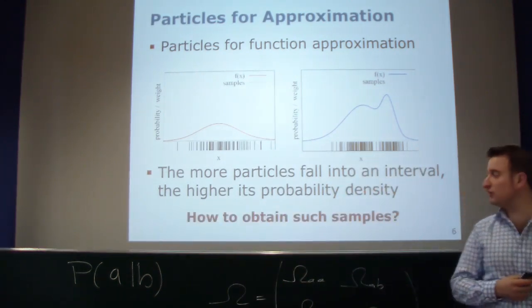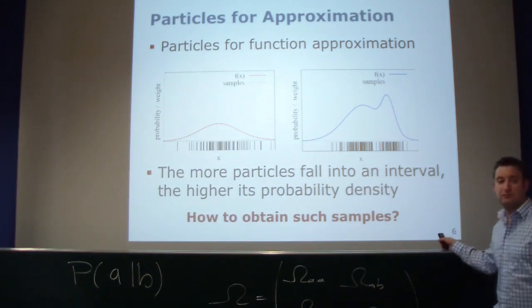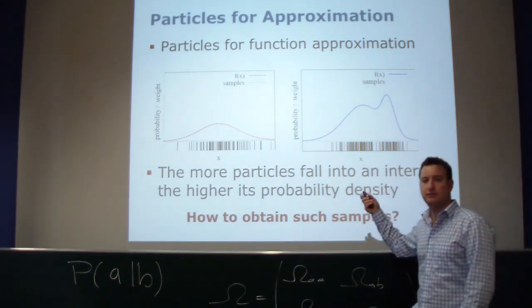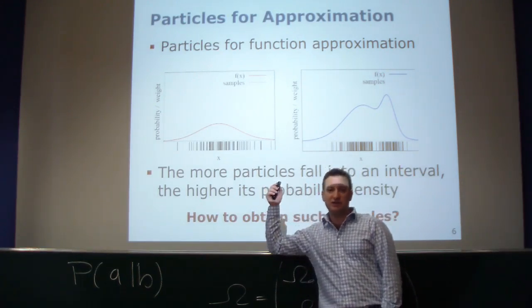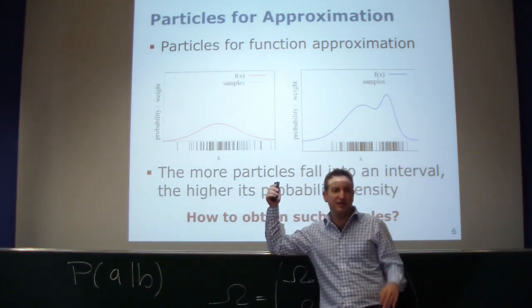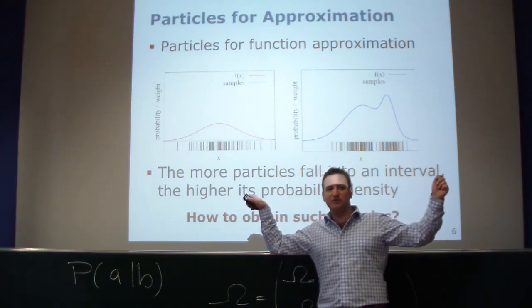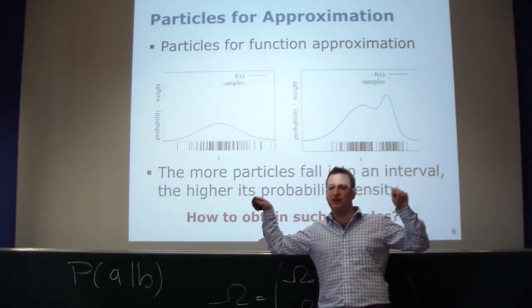So one of the questions is how to actually obtain these samples, how to get samples that represent this distribution. If you take your random number generator on your computer, it gives you a uniform distribution. So all positions have the same likelihood.